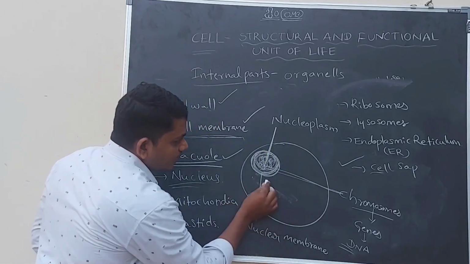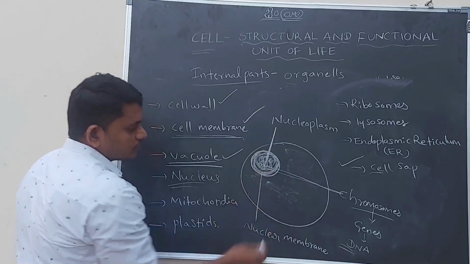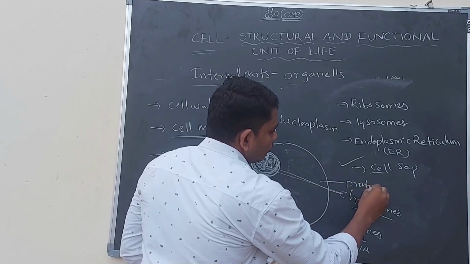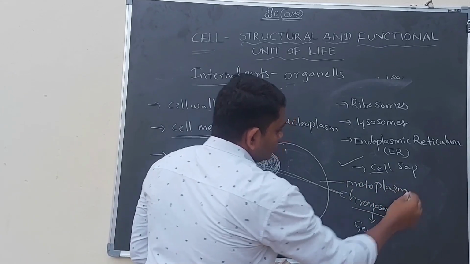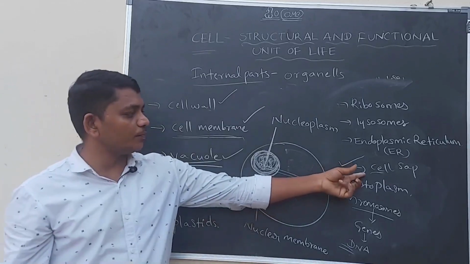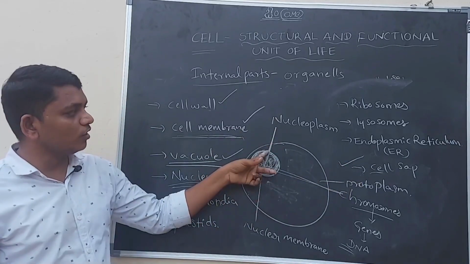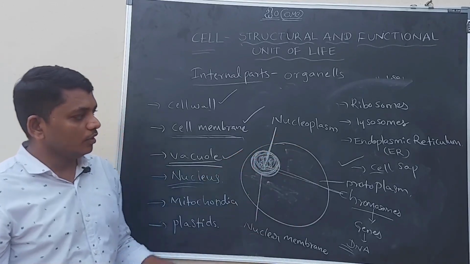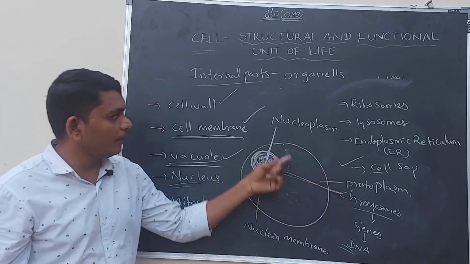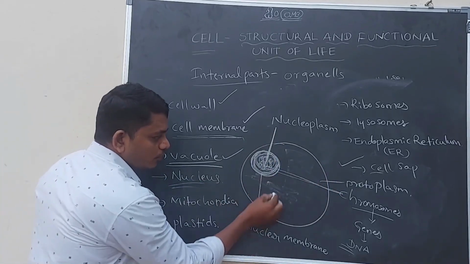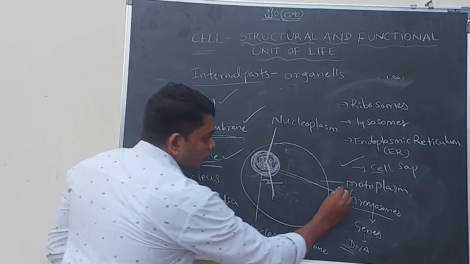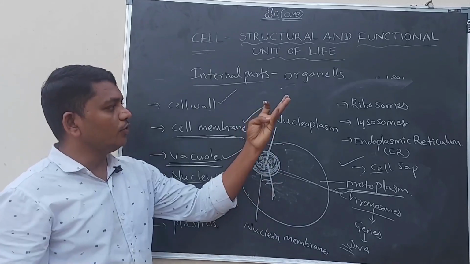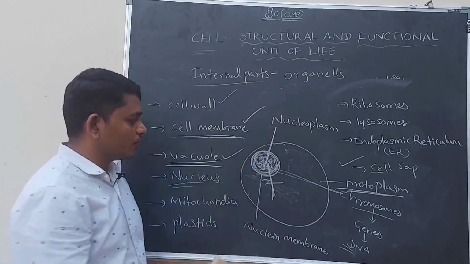Here the cell sap and nucleoplasm together are called protoplasm. You know the liquid portion of the cell is called cell sap. The liquid portion in the nucleus is called nucleoplasm. Together, the cell sap and nucleoplasm are called protoplasm. This is a very important bit in this lesson. Protoplasm is nothing but nucleoplasm plus cell sap.